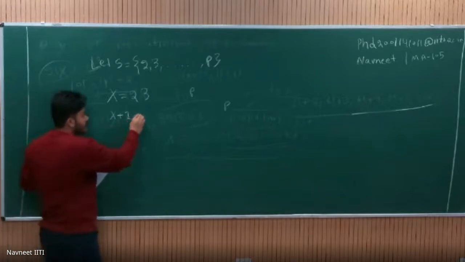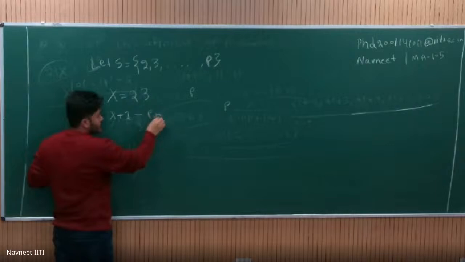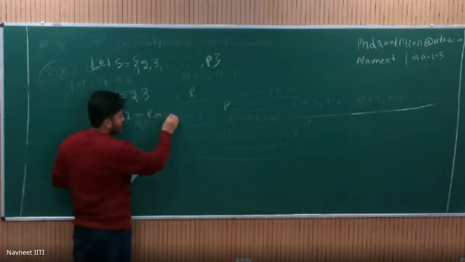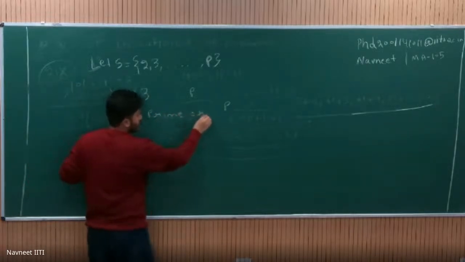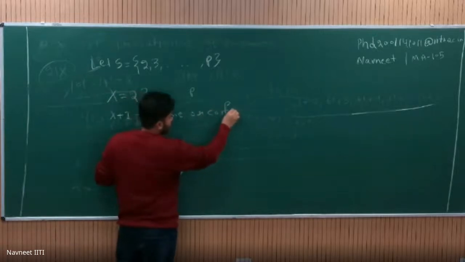There are two possibilities: x plus 1 is either a prime number or a composite number.